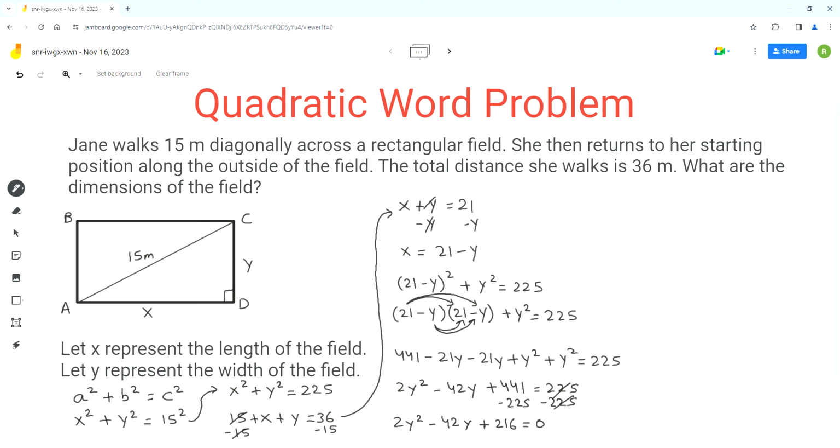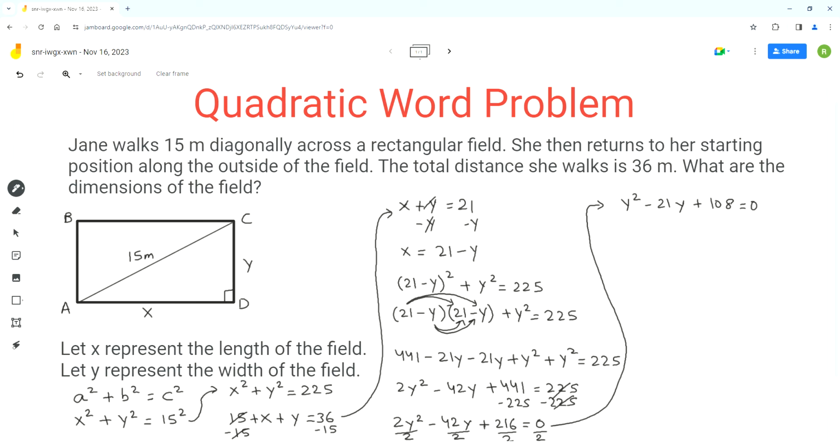So the first step is to simplify this quadratic equation. We can divide each term by 2 to reduce the numbers in this equation. So we get y squared minus 21y plus 108 equals 0. By doing this operation, we have converted this complex trinomial into a simple trinomial. So it will be easy to factor this equation and solve it.